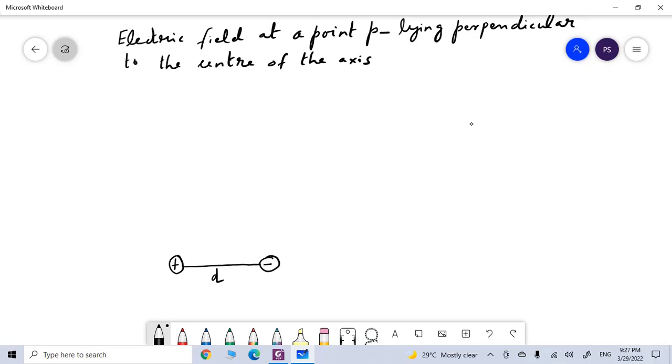Now we would like to know what is the electric field at this point P, which is lying exactly on the perpendicular bisector, anywhere on the perpendicular bisector. So this is the situation. We need to calculate the electric field at the point P. Now let's map this situation better.